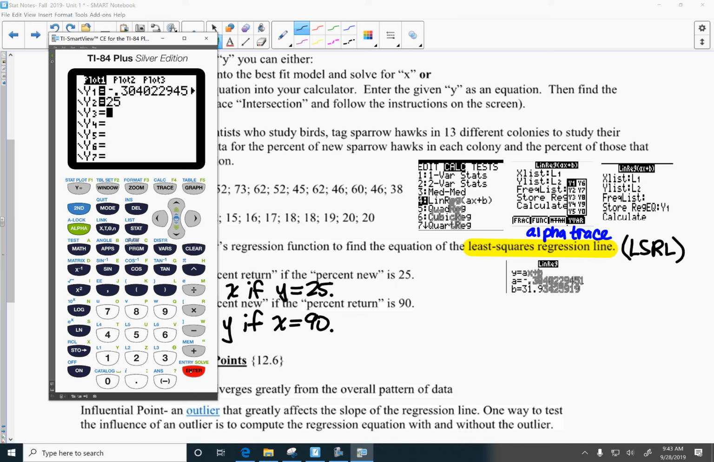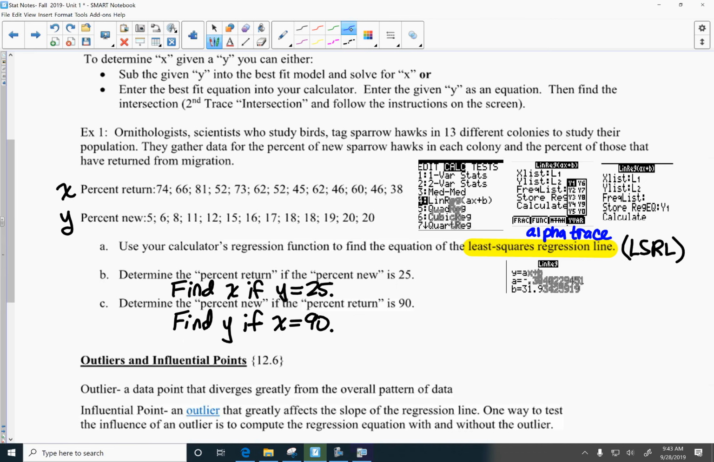Okay, so we're going to do all that, but something else that we also have to do is set up the stat plot, right? So that's another little nugget here. So we're going to set up a stat plot.